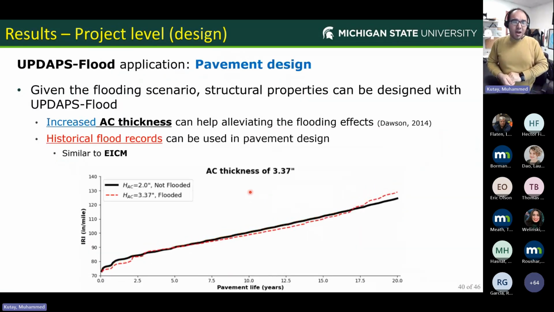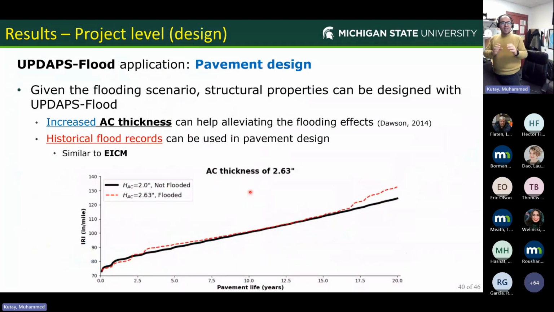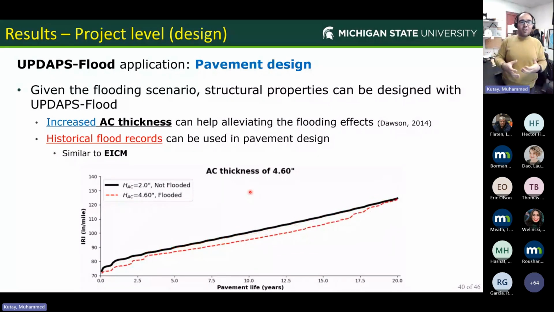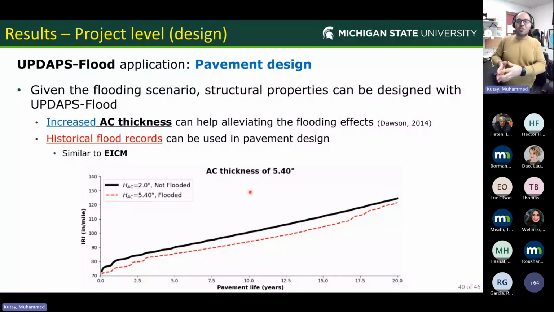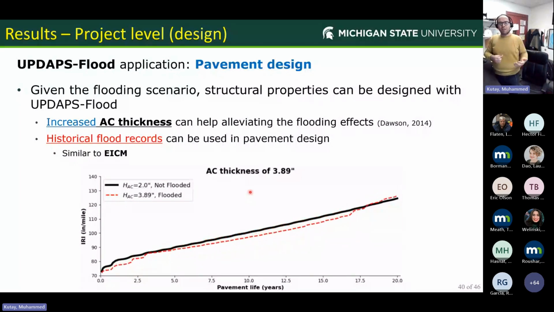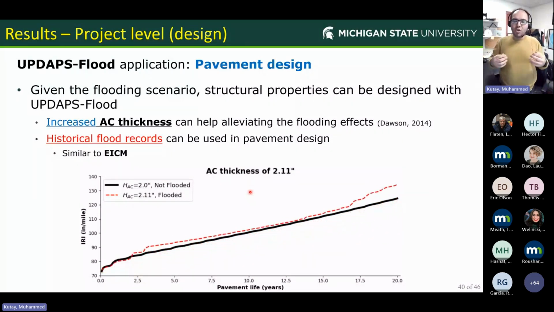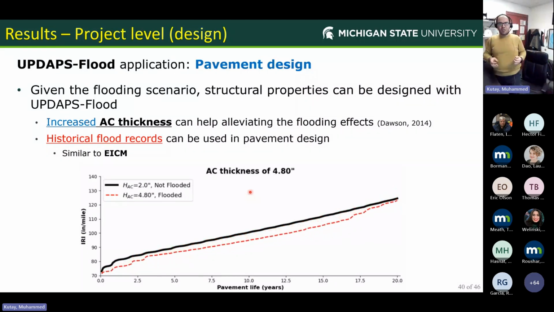After running the sensitivity analysis, in the end, I want to emphasize some applications of the UPDAPS-Flood model. So the first application is pavement design. Now that you have this model available, you can use the UPDAPS-Flood to design pavements to be more resilient against flooding. If you know some historical trend of the floods from the NOAA website, you can use that to predict the future, like what we did for the air temperature in the EICM.